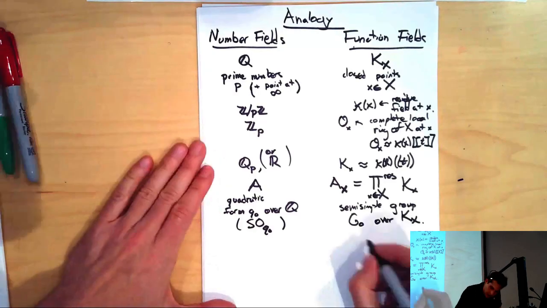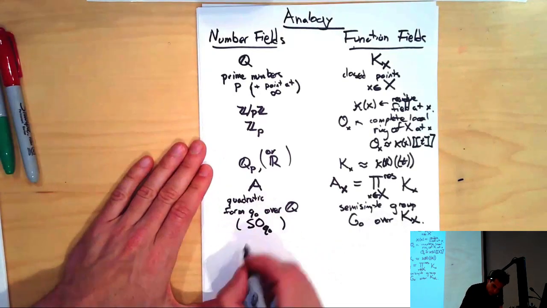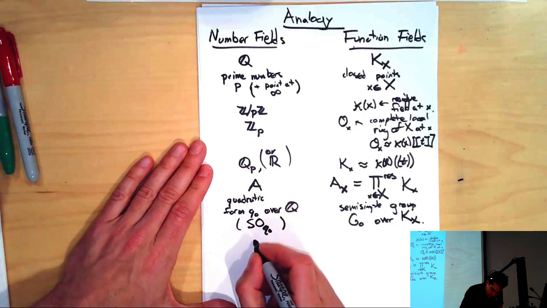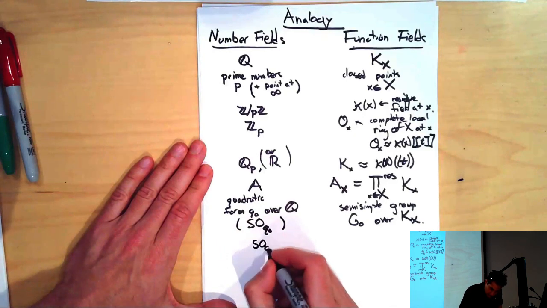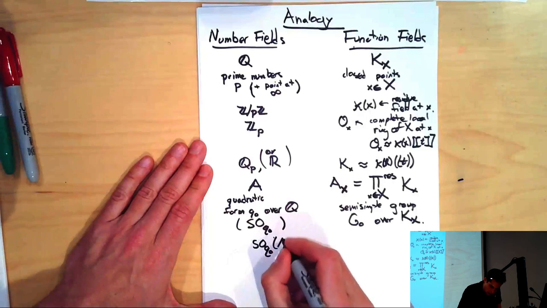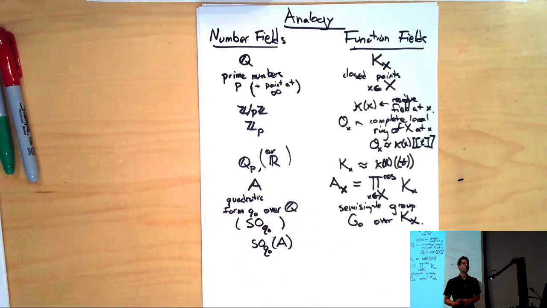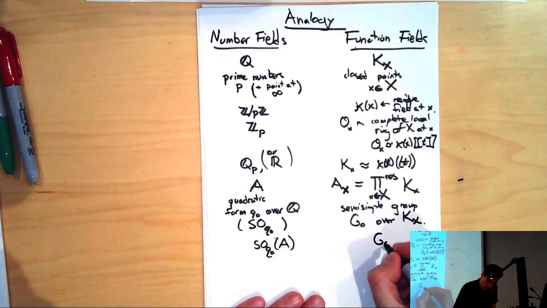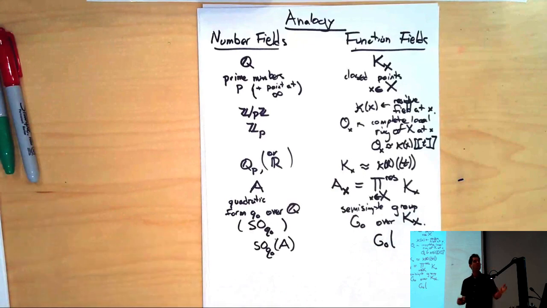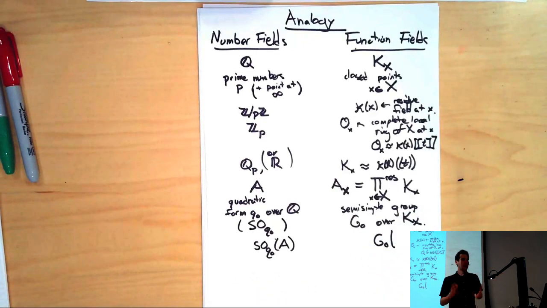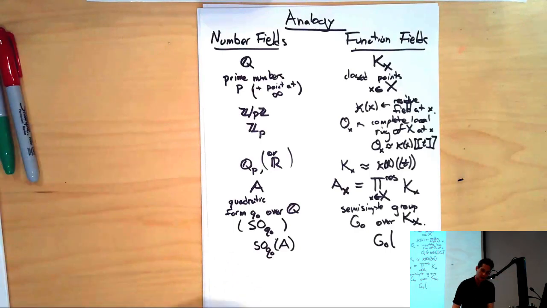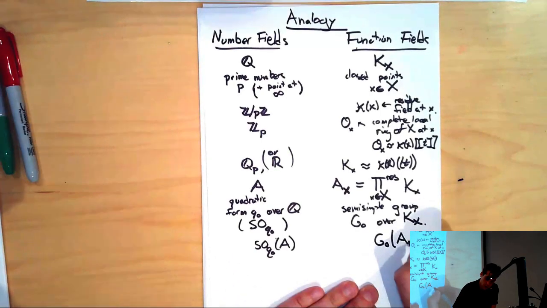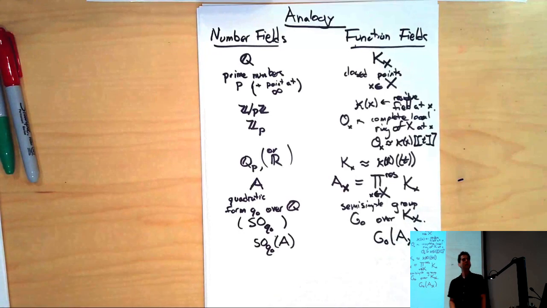Now in this situation, to this quadratic form Q0, we associated this adelic group, SOQ0 of the Adeles. This was a locally compact group, and this has an analog on the function field side. You can take G0. It's an algebraic group over the field Kx. Therefore, you're allowed to take R-valued points where R is any Kx algebra. In particular, you can take its points with values in the ring of Adeles, and that's a locally compact group.